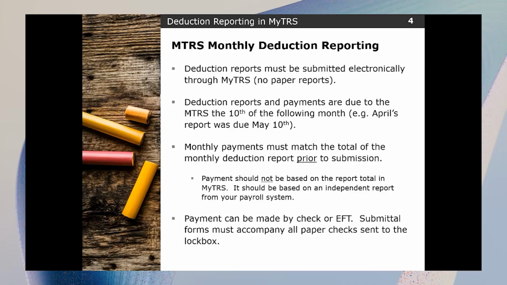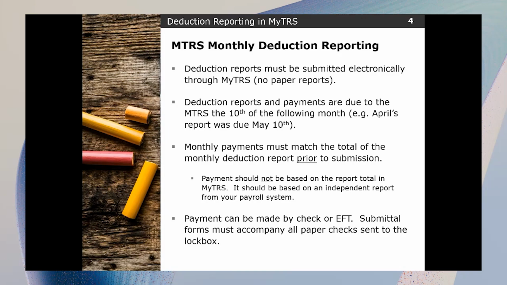Just a few pointers on some general information on monthly deduction reporting. Obviously, we no longer accept paper reports. It's been a very long time since we've taken paper reports or floppy disks. Everything is done electronically through MyTRS. Everyone knows, hopefully, that deduction reports and your payments are due to us the 10th of the following month. So today is May 21st. Your April report was due to us with the payment on May 10th. That was a Sunday, so obviously May 11th would be when it's due.